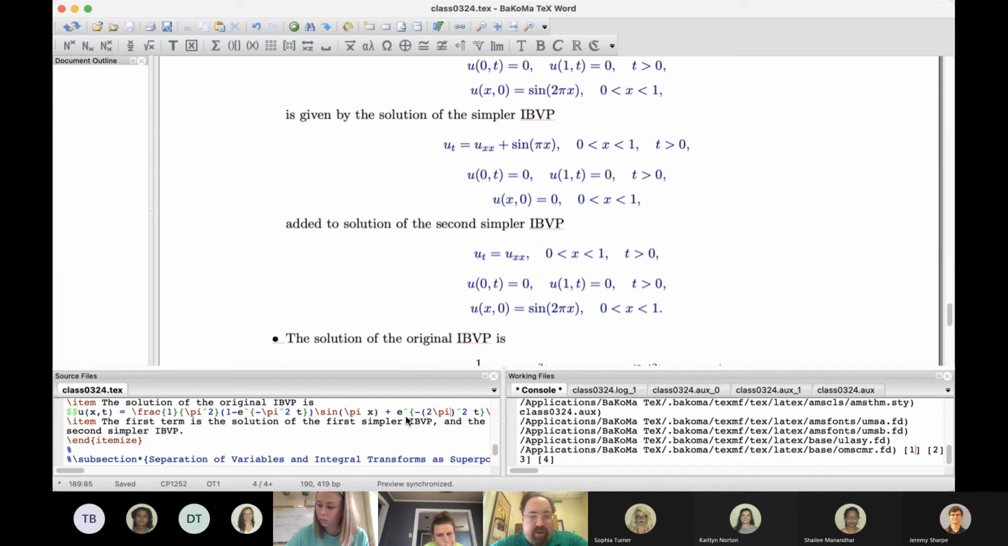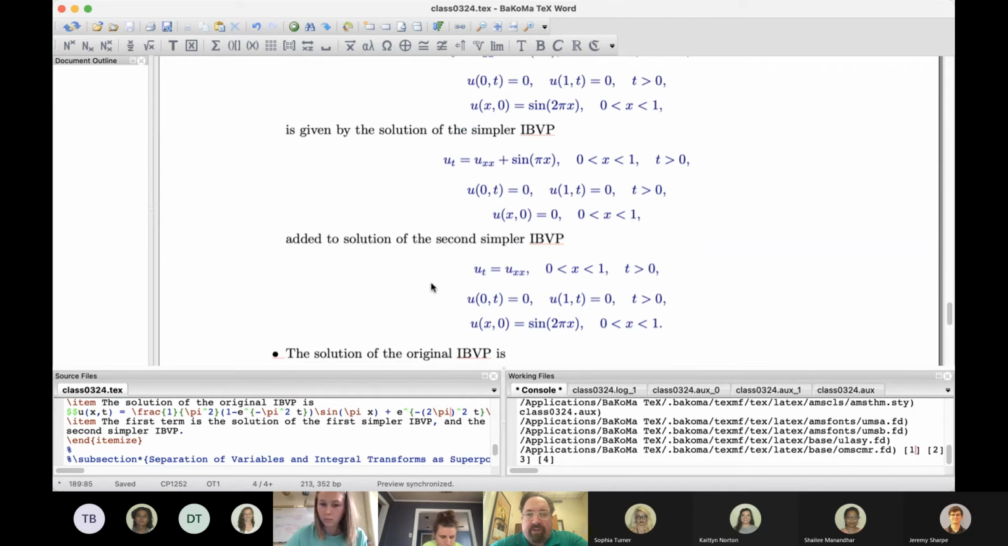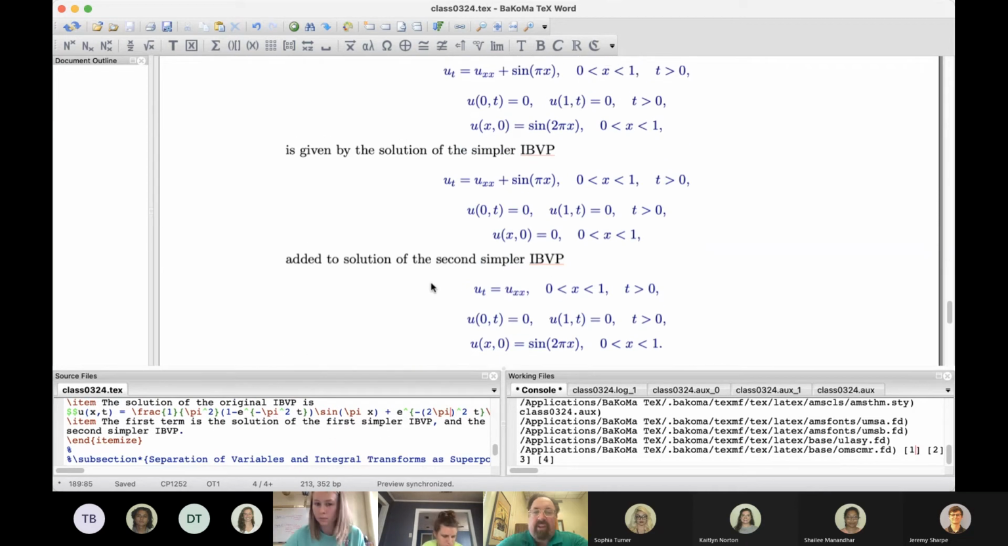Now, here the original problem had homogeneous boundary conditions all the way, but we saw that can be broken down too. If you find a function that satisfies the boundary conditions, then you can subtract that off and deal with homogeneous boundary conditions after that.